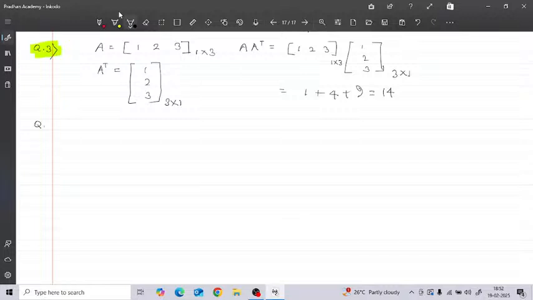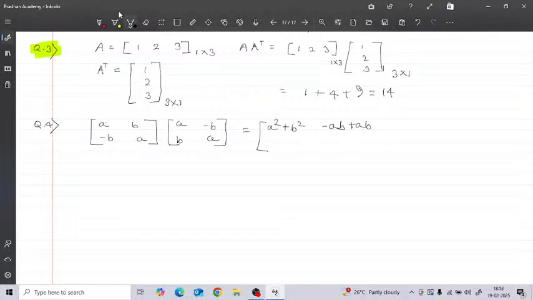Now question number 4. We have to find the product of this matrix A, B, minus B, A. So let's multiply it. A into A is A squared, B into B is B squared, A into minus B is minus AB, B into A is plus AB.